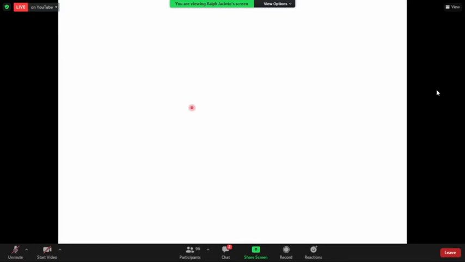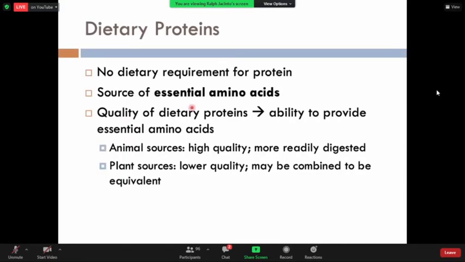So these are your amino acids that are not synthesized in our body. Therefore, we need to take them from the diet. Okay. So we mainly get these from the dietary proteins. Actually, for the dietary proteins, there are no dietary requirements for proteins. However, the main purpose of our dietary proteins would be as a source of essential amino acids. Now, the quality of dietary proteins depends on the source. Okay, so its ability to provide essential amino acids.